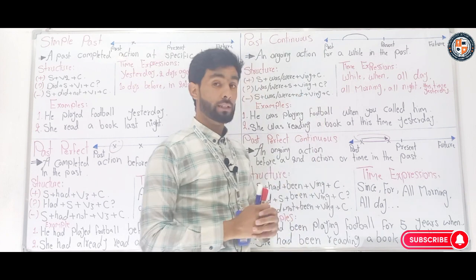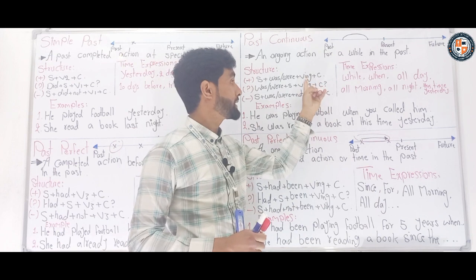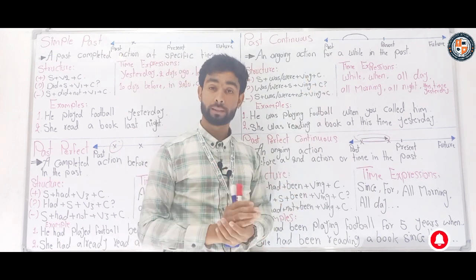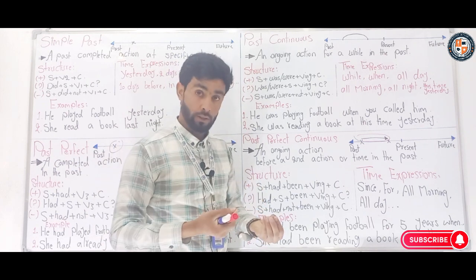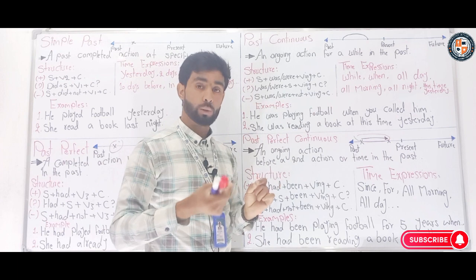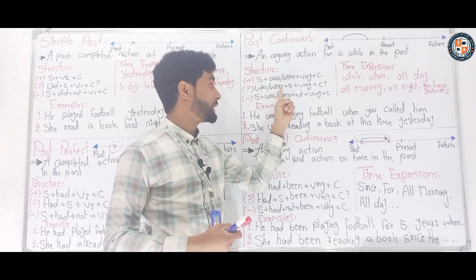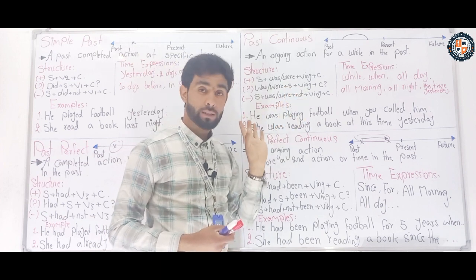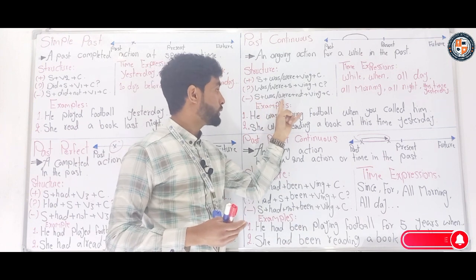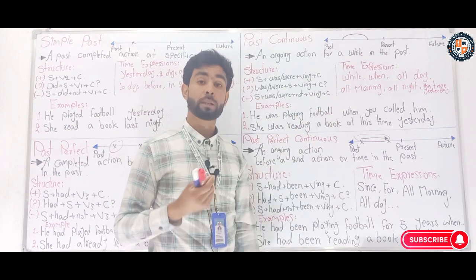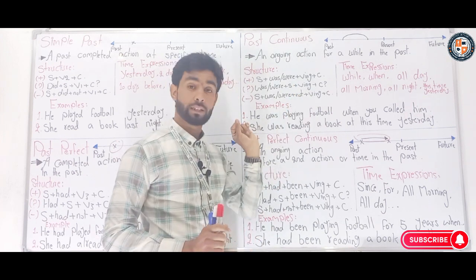Come to past continuous. In the structure of past continuous, we have subject and the auxiliary verb was and were plus present participle or verb ing plus complement. When we change a sentence to question and negative, we use the auxiliary verb. So what is the auxiliary verb here? Was and were. Was and were come in the beginning plus subject plus verb ing plus complement. This is the interrogative form. Subject plus was and were plus not plus verb ing plus complement. This is the negative form. So this is the structure of past continuous.